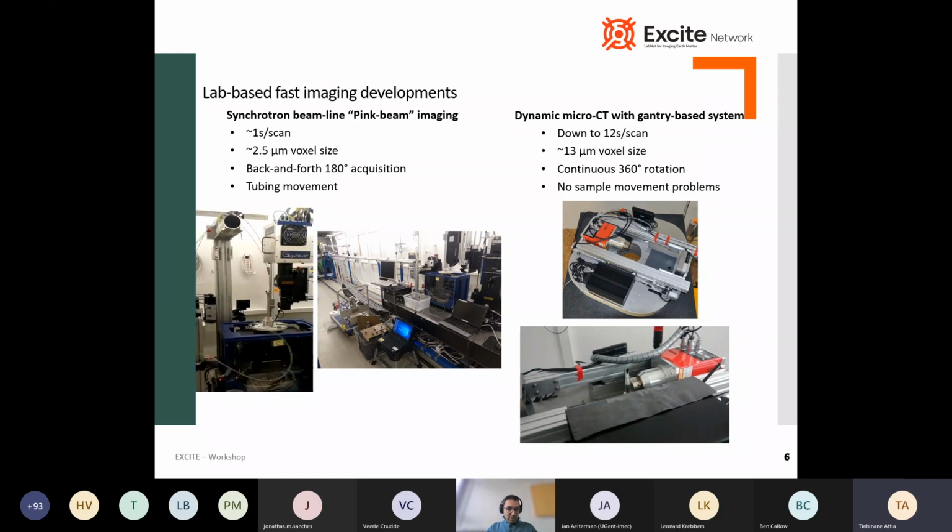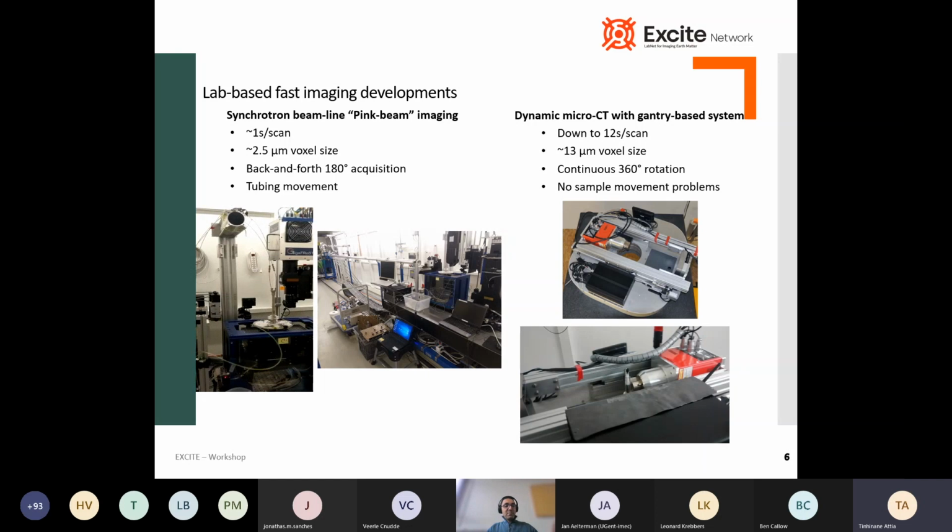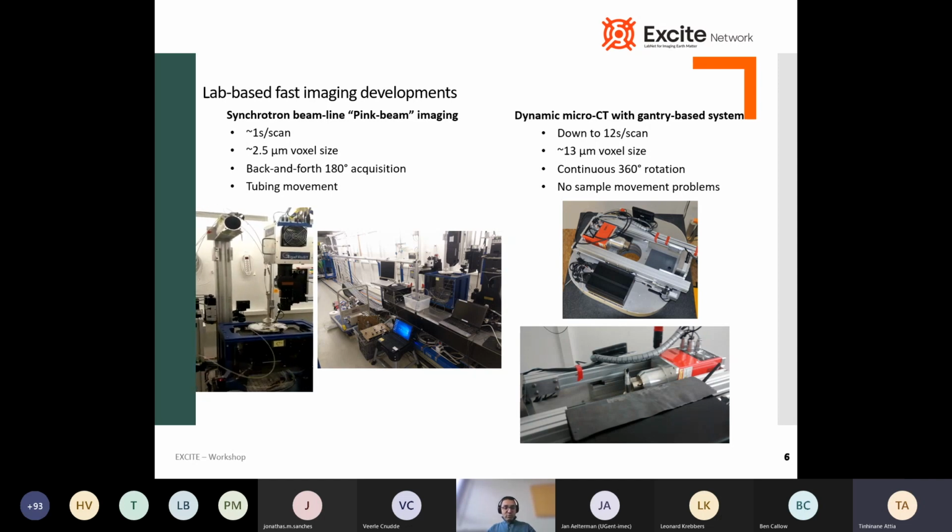You can see that our core holder is located here, and we could do the imaging with a time resolution of 1 second per scan, 2.5 micrometer voxel size, and the acquisition is 180 degrees back and forth. Normally flow experiments are quite complex, with a lot of add-ons and sensors attached. It is always a challenge to set the tubings and flow lines so they do not get bent and twisted. And you see that during the fast scan, the flow line is moving quite a lot.